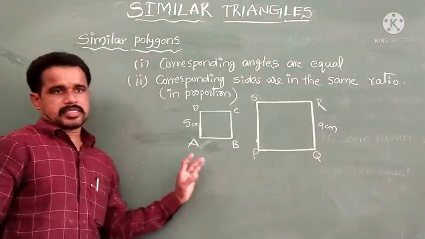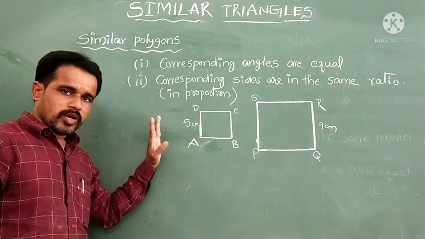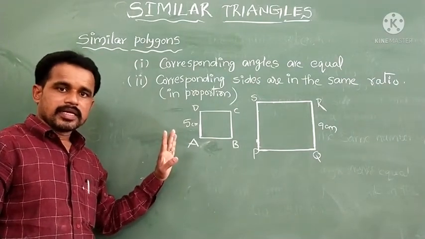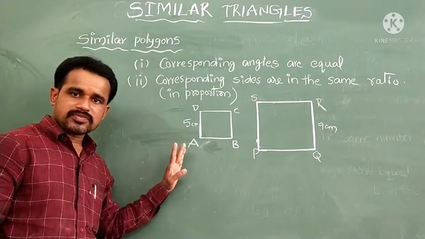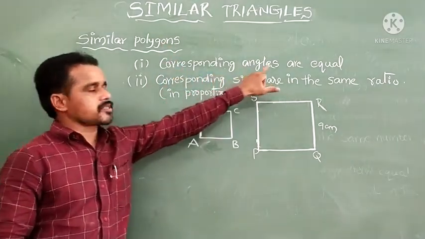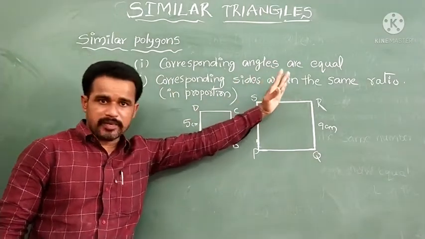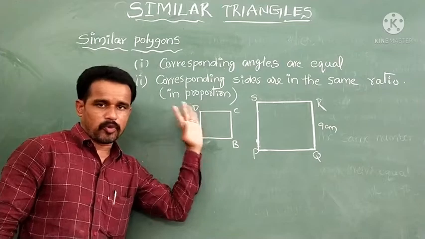Okay friends? Yes. What have we learned? The polygon similarity. If two polygons are said to be similar, those two polygons need to satisfy two conditions. The first condition is corresponding angles are equal. The second one is corresponding sides are in the same ratio. That means same in proportion.